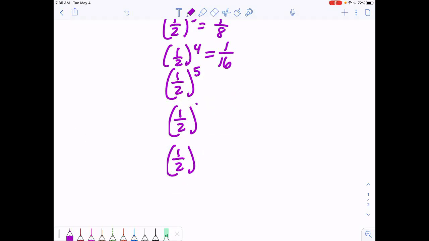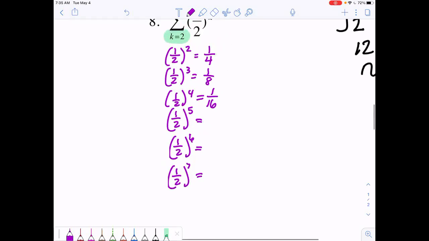So 5, 6, 7. So you keep taking 1/2 to the next exponent. So 1/2 to the 5th is 1/32. 1/2 to the 6th is 1/64. And then 1/2 to the 7th power is 1/128. So really, you're taking that denominator and applying the exponent. You're raising it to that power. So you're squaring 2, you're cubing 2, you're taking 2 to the 4th, 2 to the 5th, 2 to the 6th, 2 to the 7th.